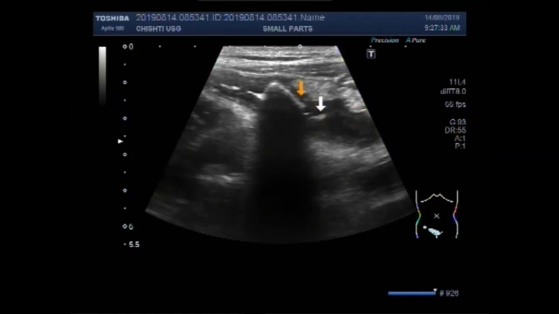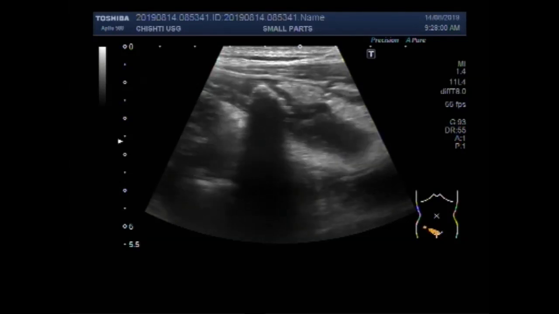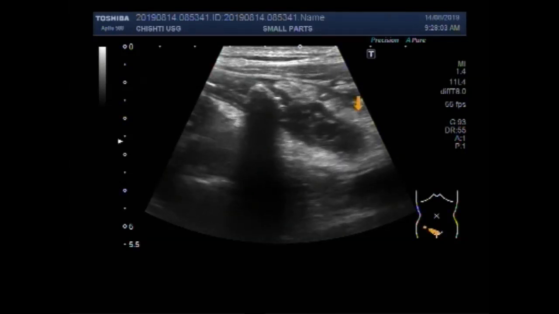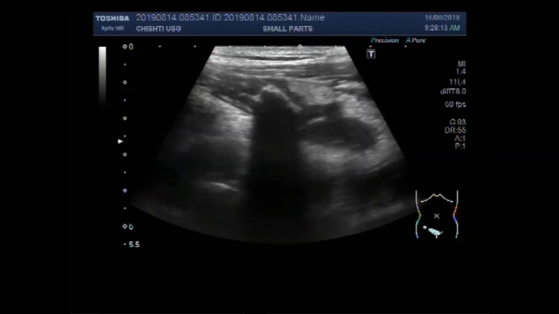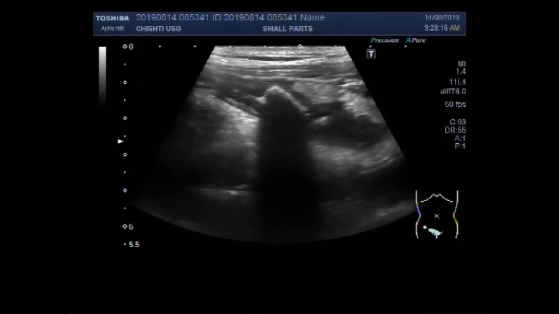You can see a lot of fecalith inside the appendix. This is the fecalith seen in the inflamed appendix. And edema, edematous.